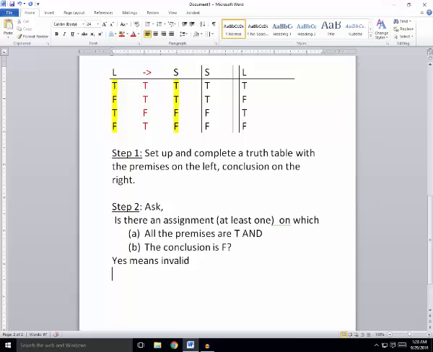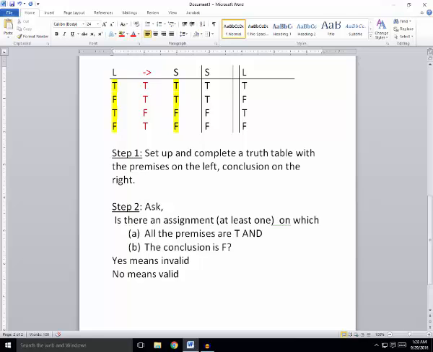So this is a test that tells us if the answer is yes to our test, we know the argument is not valid. It's an invalid argument. Meanwhile, if the answer is no, if there is no such assignment, then that corresponds to there being no possibility, it being impossible for the premises to be true without the conclusion being true. So that means it's valid.